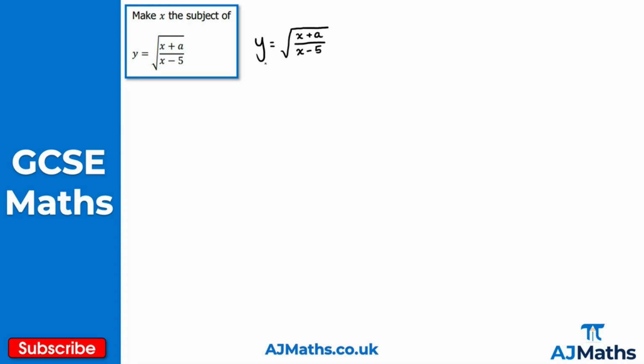So the first issue that I notice here, we're making x a subject, is we've got this square root here on the right hand side. So how do we get rid of the square root here? Well, we just do the opposite. So what's the opposite of taking the square root? Well, that would be to square here. Okay, so I'm going to square both sides.